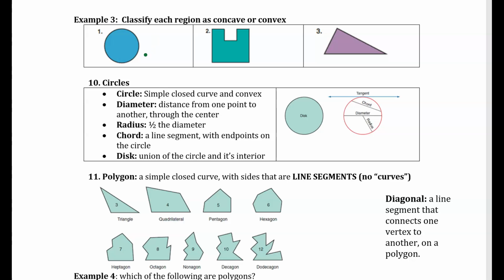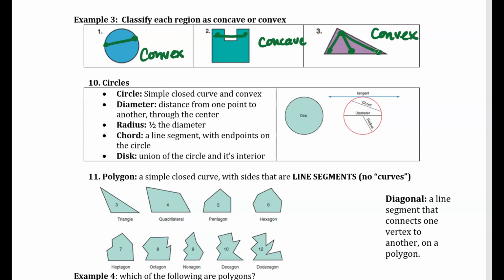So the first one I'm going to say is convex. There's no sunken in parts. If I had held a string, it would always be inside that figure. This is going to be concave. If I did my string, I could do it right here and it would reach outside the figure. And then this one is going to be convex because anywhere that I drew a string here or a line segment, it would always be inside.